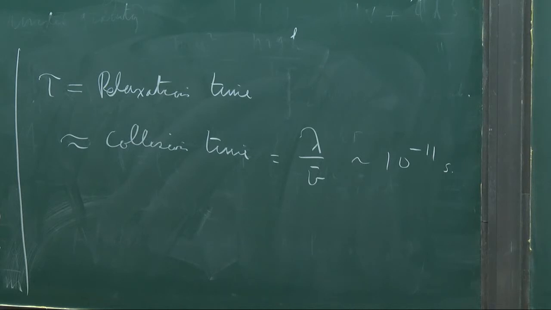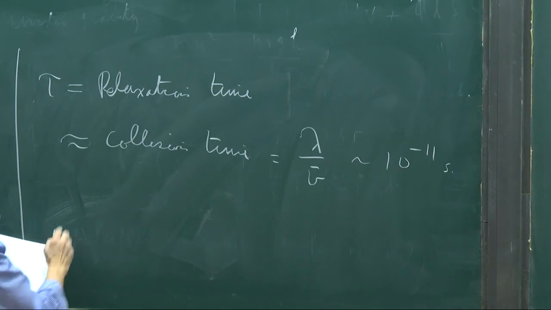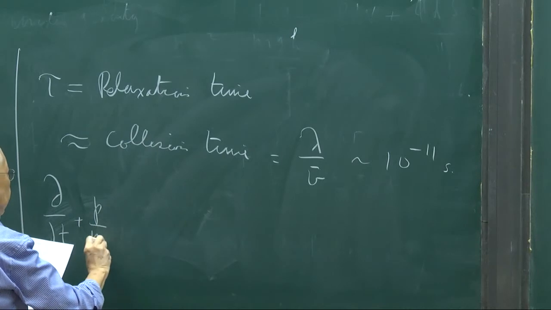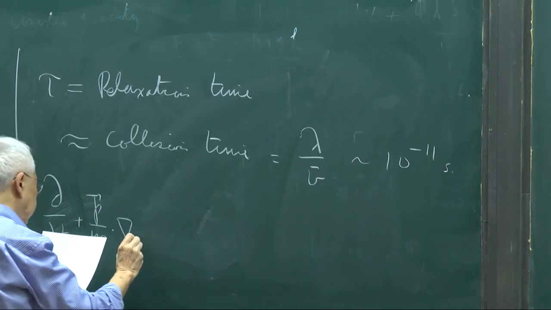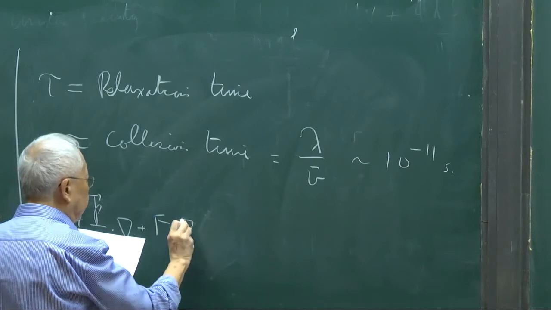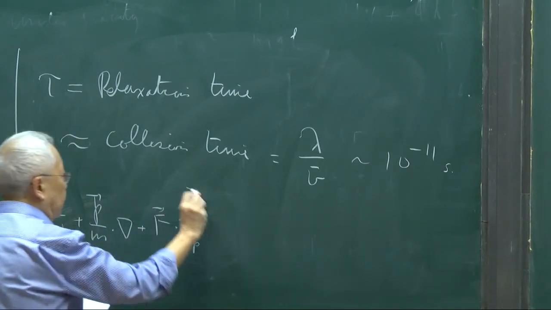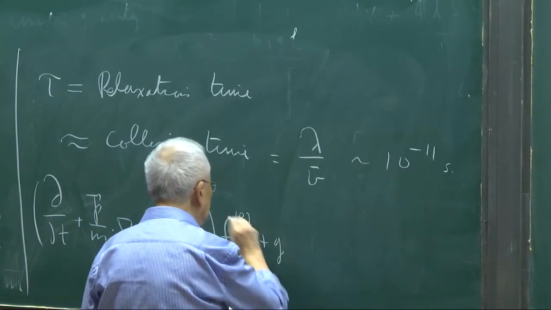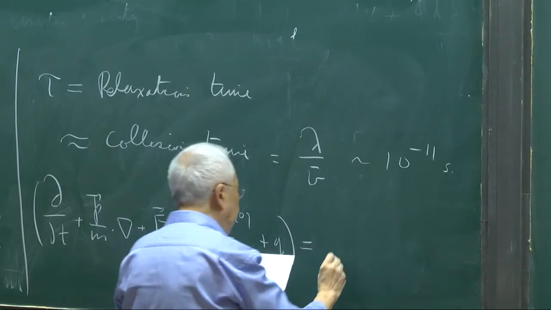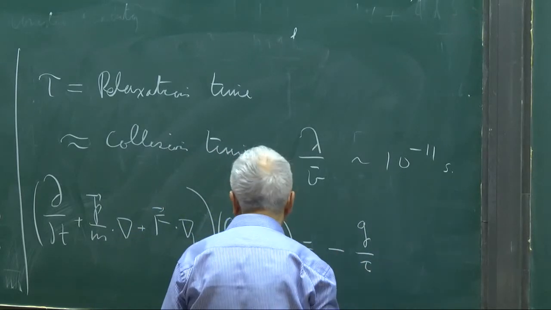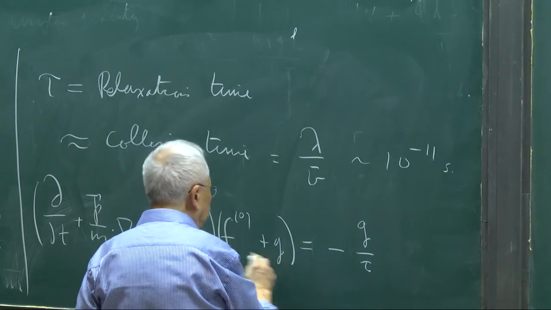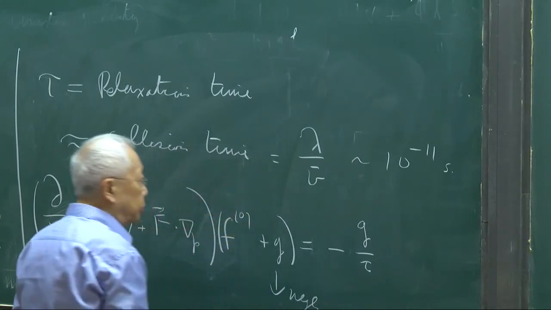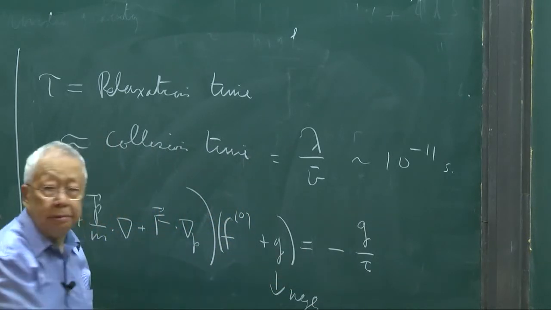And now the Boltzmann equation reduces to something very simple. It says d/dt plus p over m gradient plus F times the derivative with respect to p, acting on F0 plus G, is equal to minus G over tau. And of course, on this side, you can neglect G. It's first order. Once you neglect it, there's nothing to solve. G is given by this. So it's very, very simple.